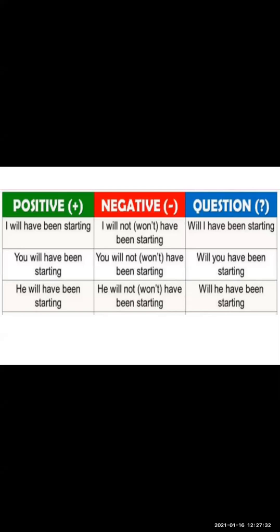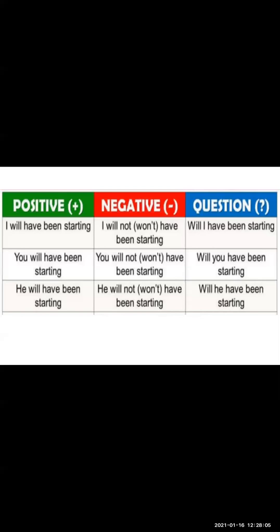These are the future perfect continuous tense examples: positive sentences, negative sentences, and questions. I will not have been starting. Here they are talking about the future, but the action is not completed, so the action continues. So verb plus ing will come here. You will not have been starting.